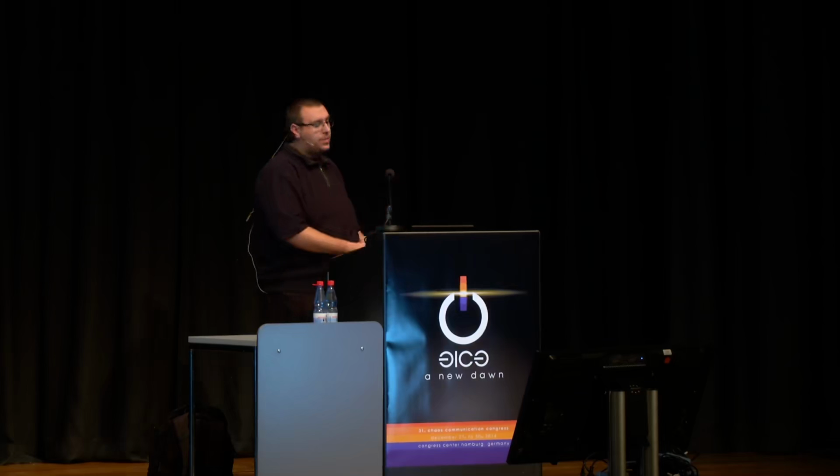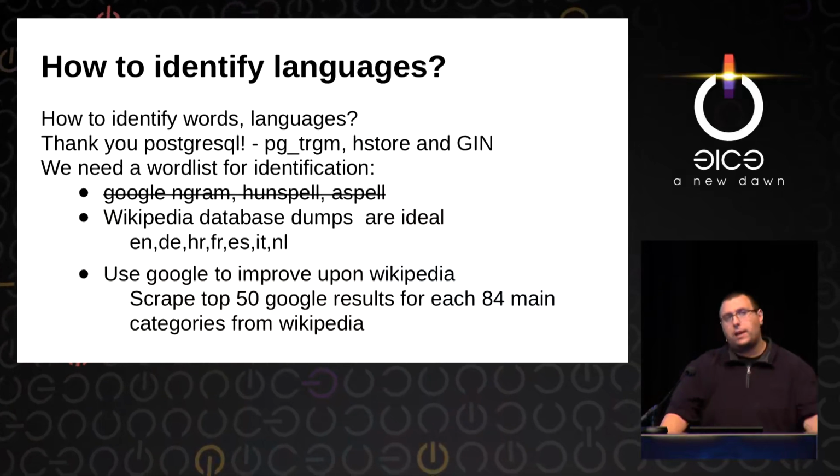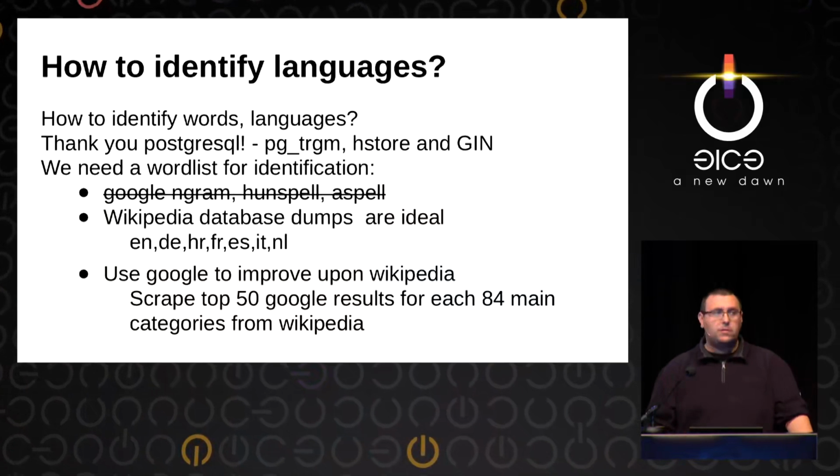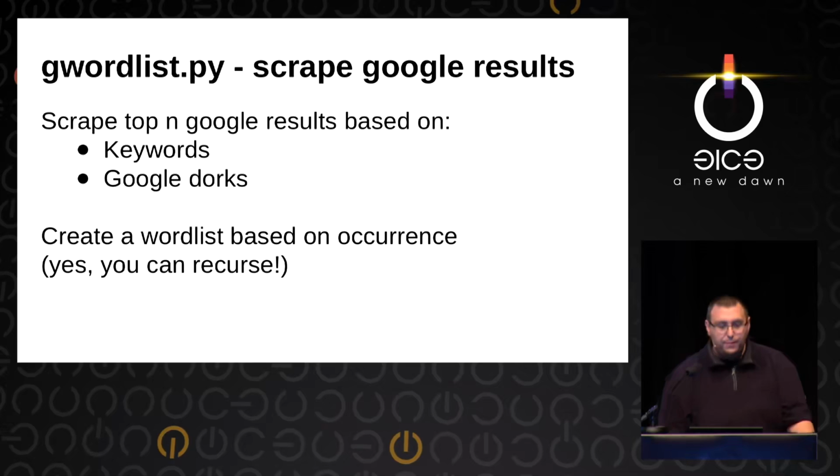So I dumped English, German, Croatian, French, Spanish, Italian, and Dutch Wikipedia. And that created a big word list that can be used to identify words. And to improve on Wikipedia, Wikipedia has about 84 main categories that I identified, and I used those categories to scrape the first 50 results from Google to improve on the Wikipedia dump.